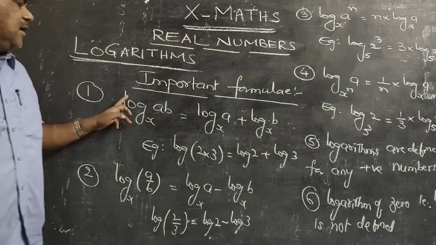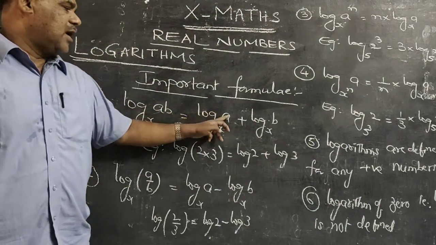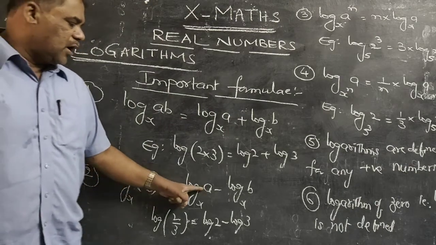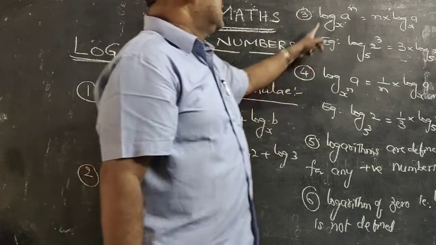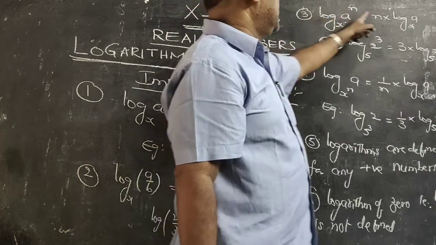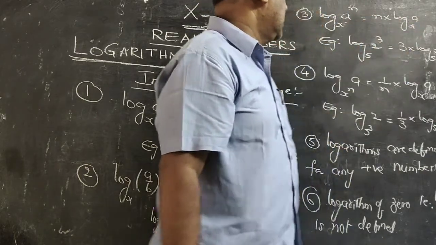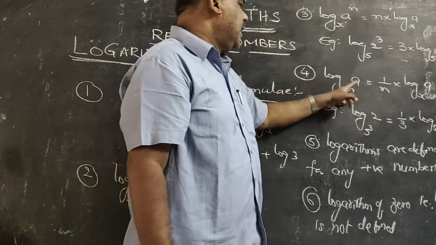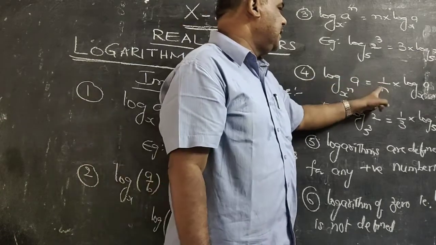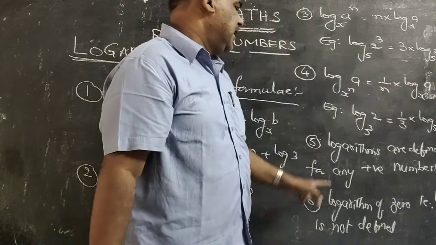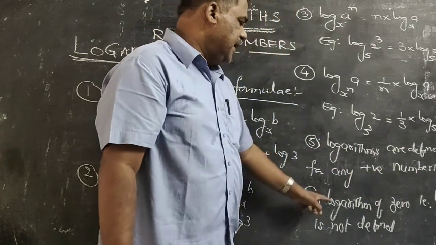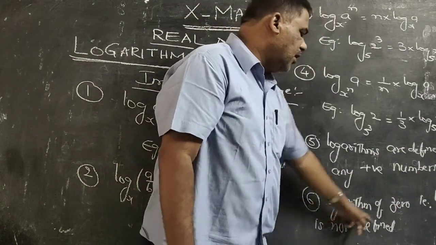So the first rule is log a into b is equal to log a plus log b. Second rule is log a by b is equal to log a minus log b. Third rule is log a to the power n is equal to n, it comes as a coefficient, n into log a base x. Fourth rule is log a, base is x to the power n. If the base has a power, it comes as 1 by n into log a base x. Next, logarithms are defined only for positive numbers. Next, logarithm of 0 is not defined.